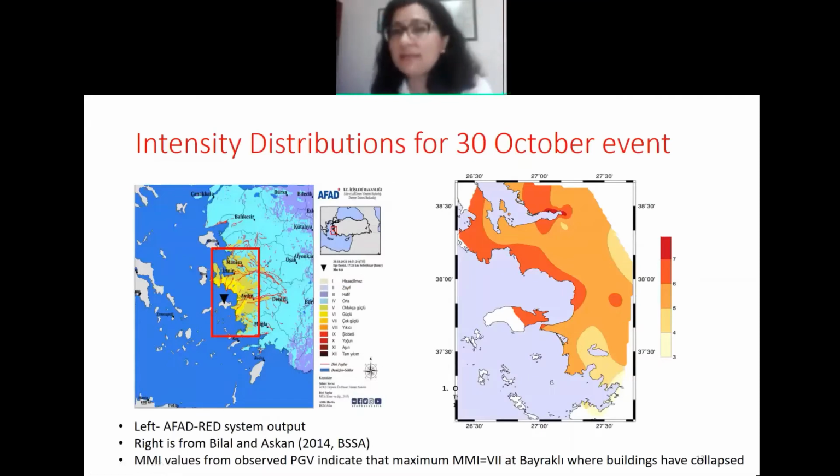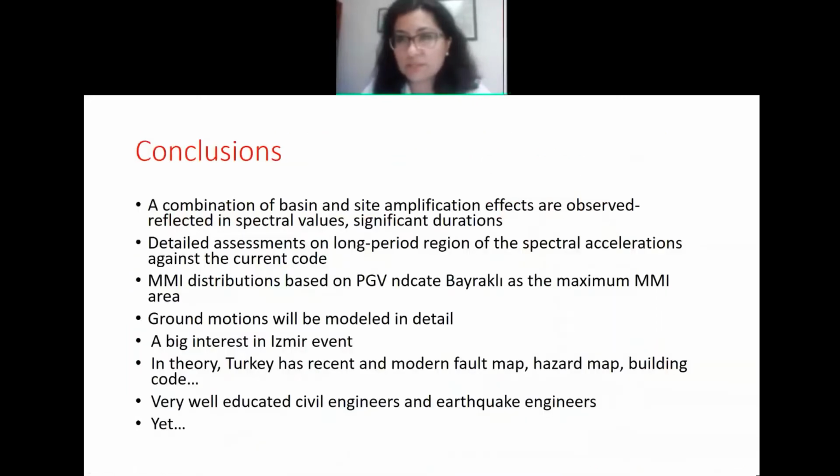So let's look at the intensity distributions of the Samos event. We see that this is the AFAD-RED system output, the immediate output from the AFAD-RED system. It gives an MMI value of maximum maybe 5 and 6 around Izmir area. These are the values we obtain from our local correlations between MMI and PGV. And when you plot the PGV of the actual stations, and when you have a contour map, this is MMI 7, where actually structural damage starts in the Bayraklı region. So I think this is a valuable piece of information.